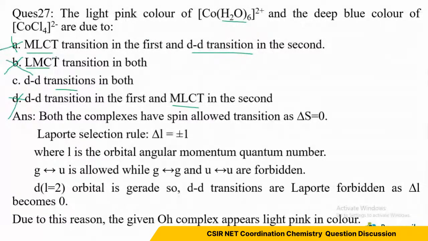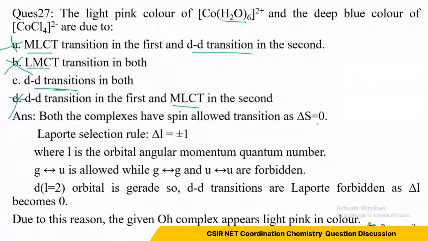Even if you don't know the answer of this question, and you know only about MLCT and LMCT, you can eliminate the options and answer. Okay, you have seen that. Even if you don't know about d-d transitions, it is fine. But however, we have to see it because it can be asked in some other way as well. Okay. So you can see here both the complexes have spin allowed transitions as delta S is 0.